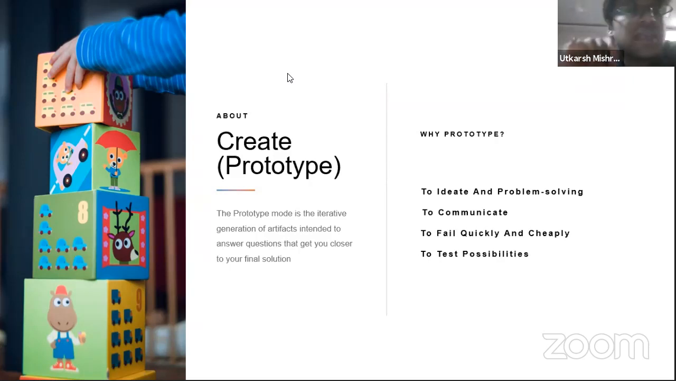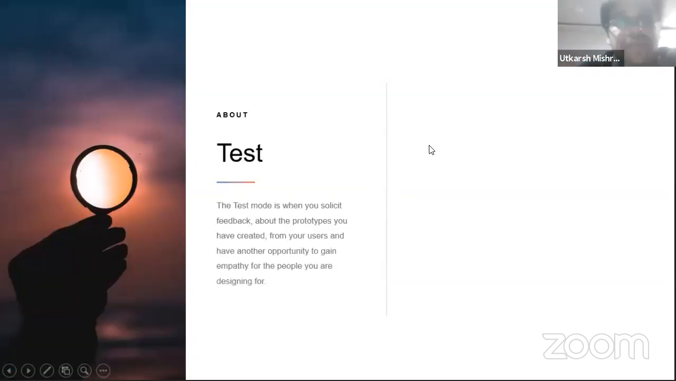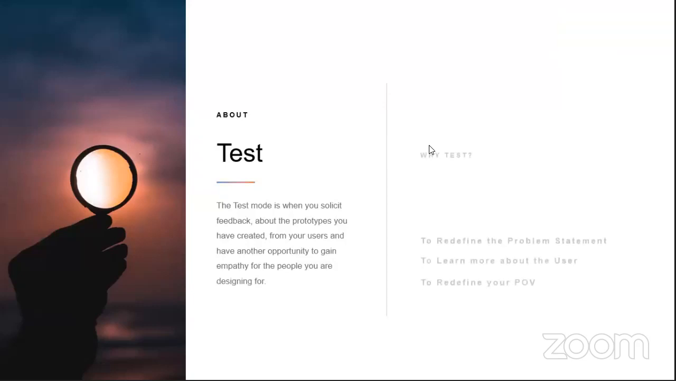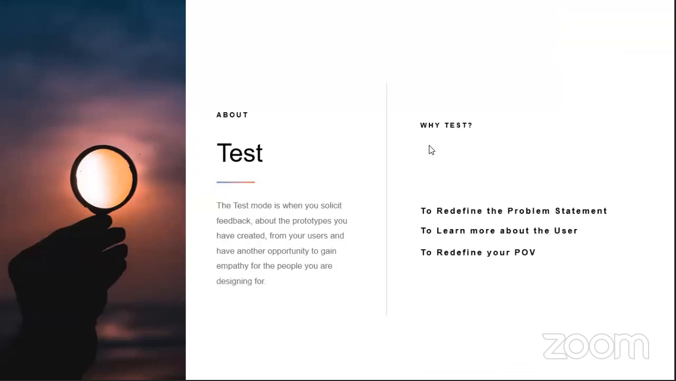So this create stage will help you to create the tangible solution for your problem. And then the final one is testing. This will help you to test the solution in different stages with different people. You will learn more about your user when you speak to them.